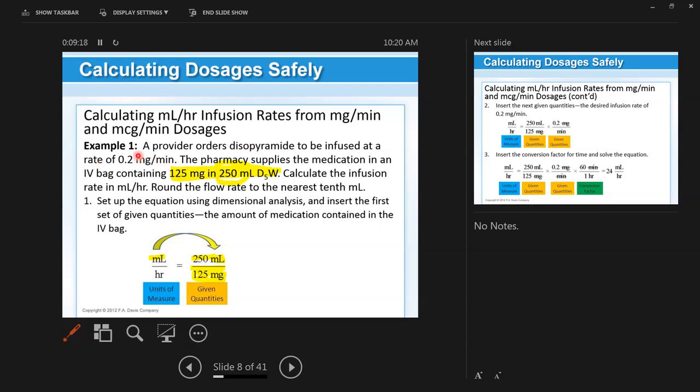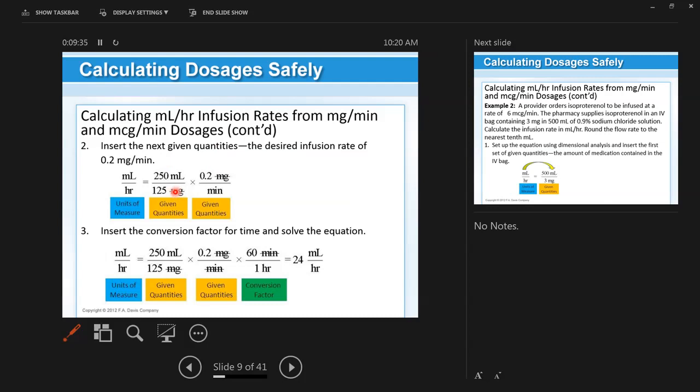So this is what the provider ordered. We have 0.2 milligrams per minute. Again, this is a marriage. We can't separate this. This has to stay together as an equation. Anytime that we say the word per here, and we have that slash, we have to have that together in one equation. So since we have milligrams here, we know we needed milligrams up here. We'll put our 0.2 milligrams over 1 minute, since we know that that has to stay together.